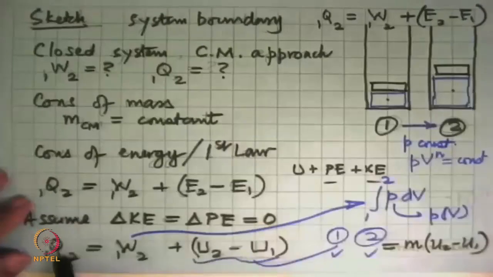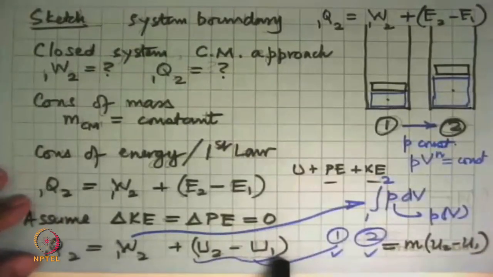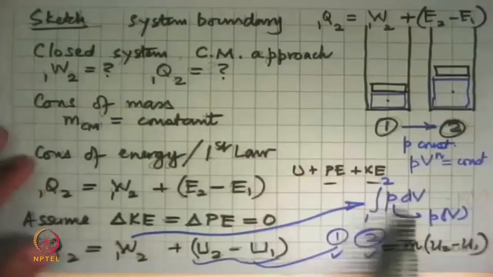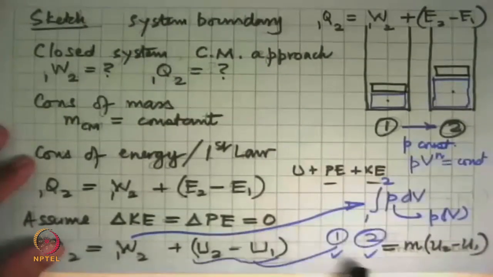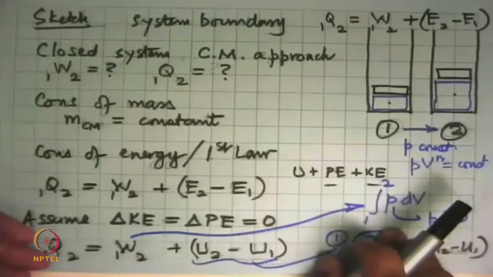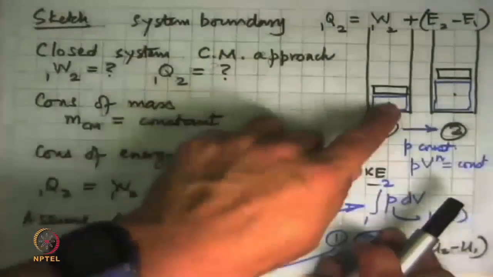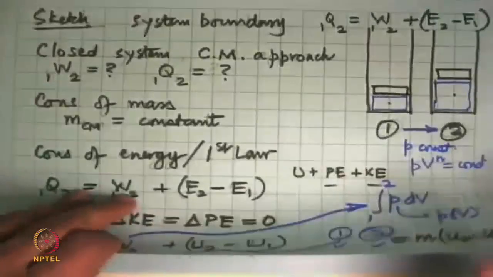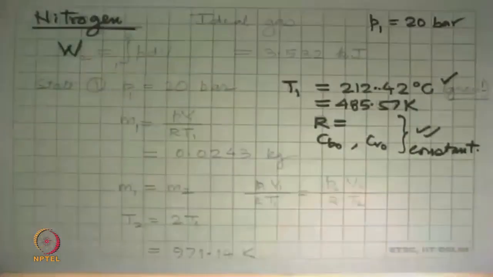And here we will say that for nitrogen also it is exactly the same thing. Work is also integral PdV. It doesn't depend on what the material was. Internal energy change is also m(u2 minus u1). This is also true. So this part of the solution of the problem is practically independent of what the working substance was. The differences started coming in later on. So let's see what happens now with nitrogen.